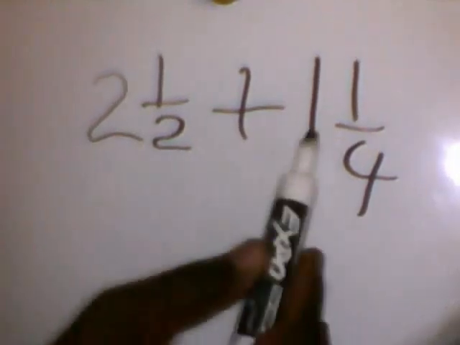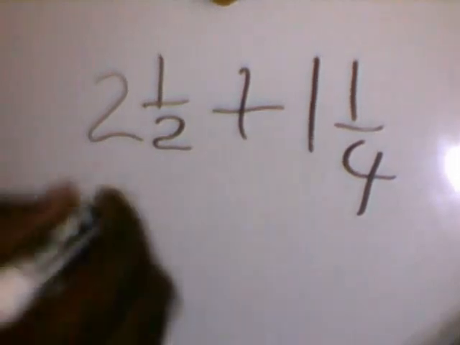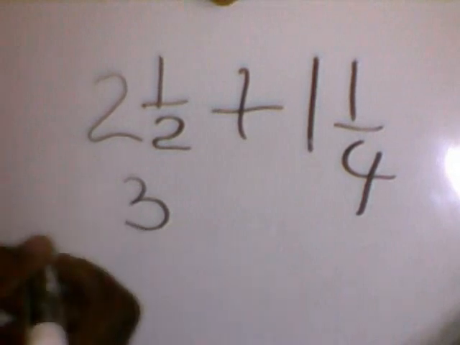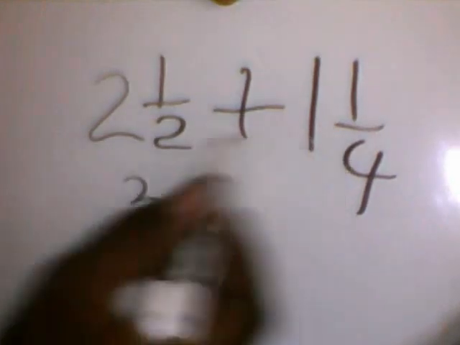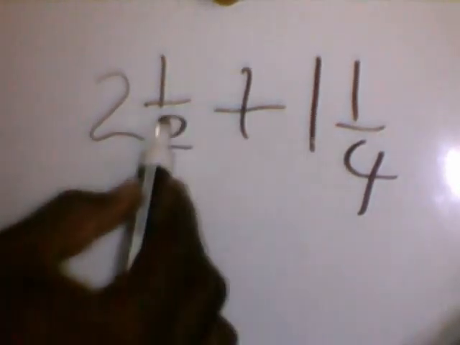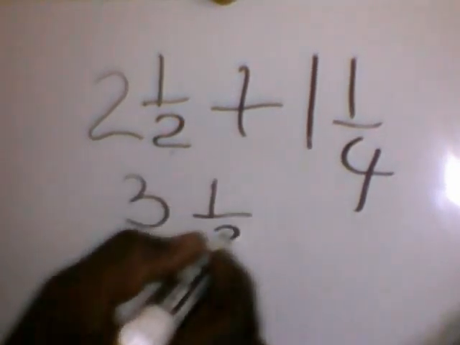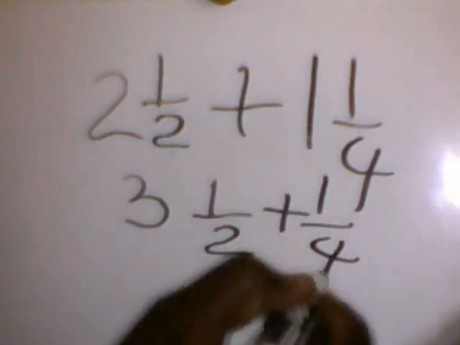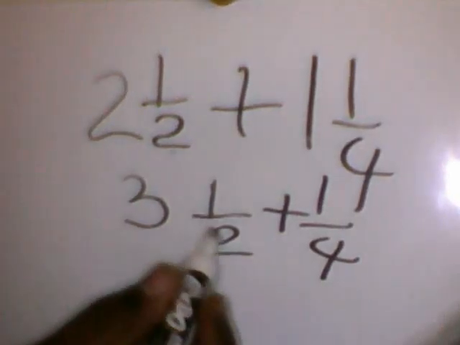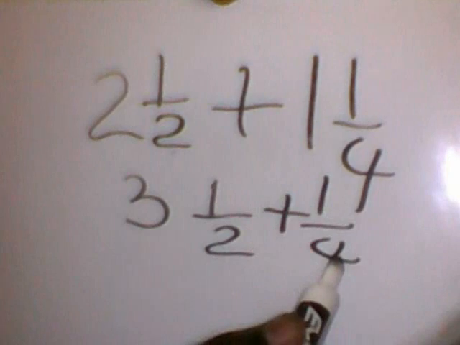Now we can add both whole numbers, 2 and 1, and we'll get 3. Good. And then we can begin to add the two fractions, which are vulgar fractions or proper fractions, the 1/2 and 1/4. So we can say now 1/2 + 1/4. Right? Note that these two fractions must have the same denominator.